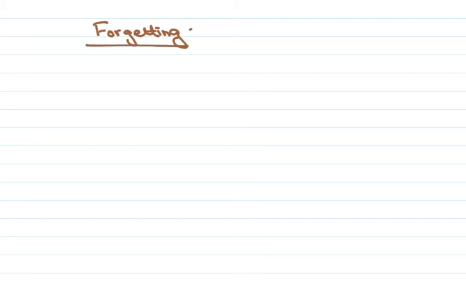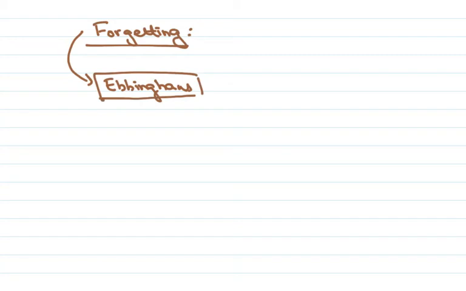Now, when we study forgetting, one of the first people that we look at is this person by the name of Ebbinghaus, because Ebbinghaus tried to study forgetting and how quickly we forget. And one of the first things that he did was that he created these lists of nonsense syllables, which basically means syllables that did not mean anything.